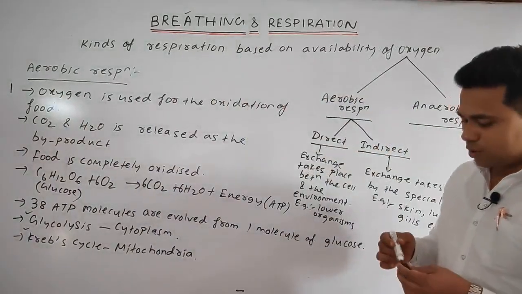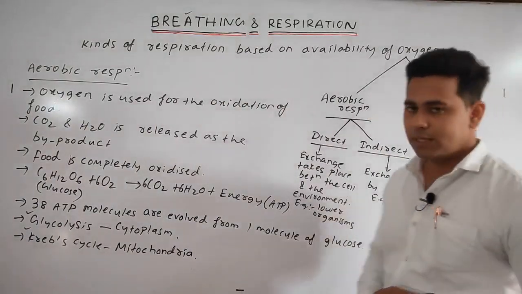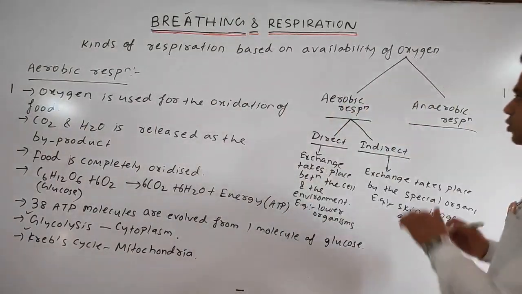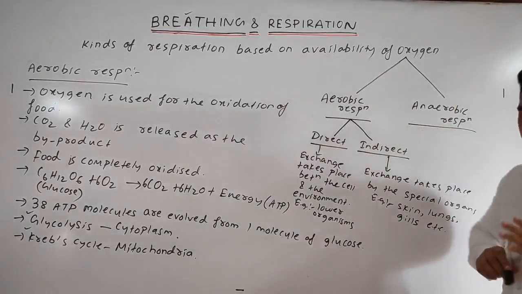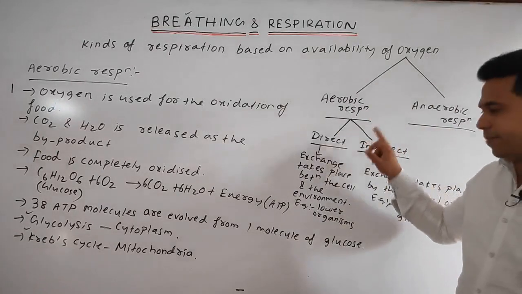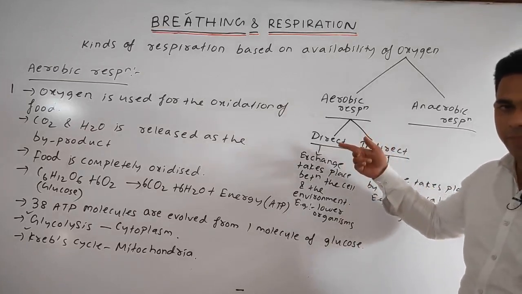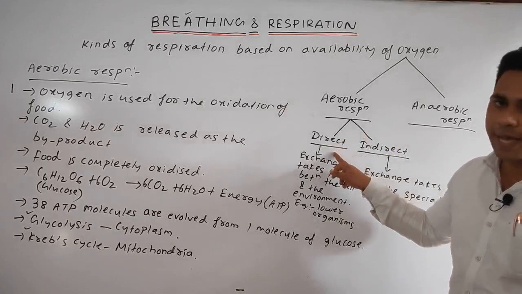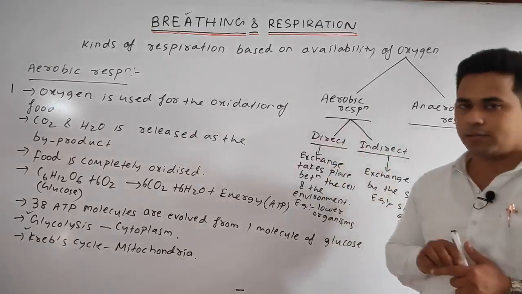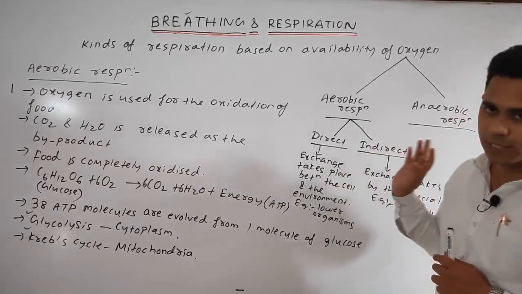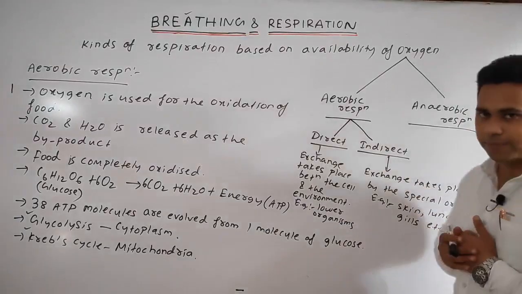Okay, so the various points we discussed: if oxygen is present, the respiration type is known as aerobic respiration. If oxygen is absent, then it is anaerobic respiration. Aerobic is of two types, direct and indirect. If the exchange takes place directly between the cell and the environment in lower organisms, it is direct aerobic respiration. If special organs are involved, such as skin, lungs, gills, etc., it is known as indirect aerobic respiration.